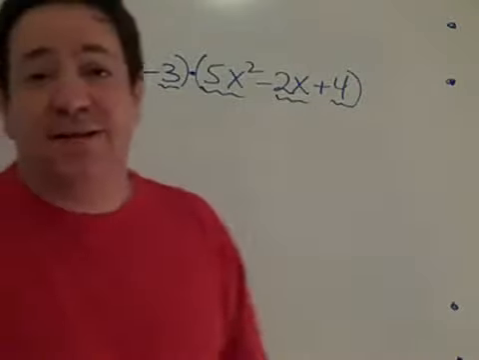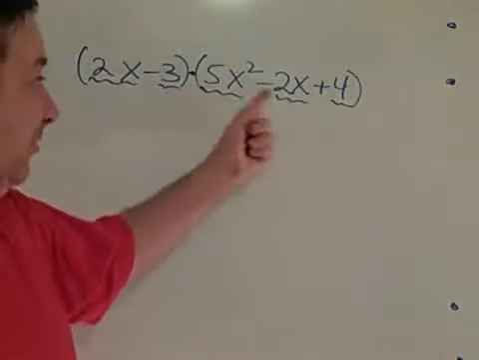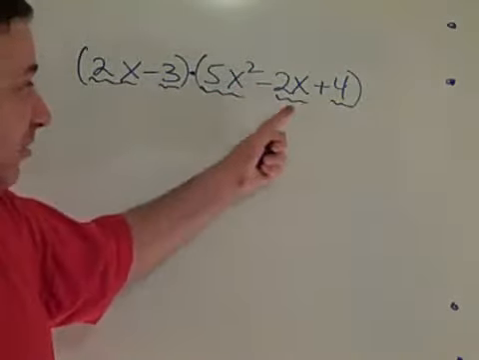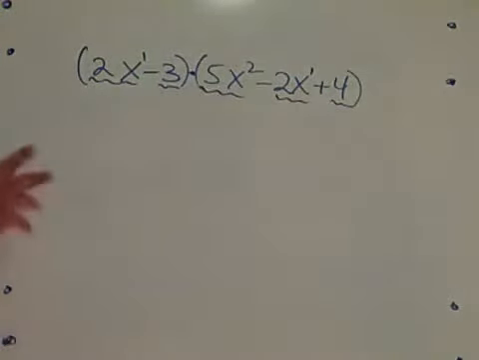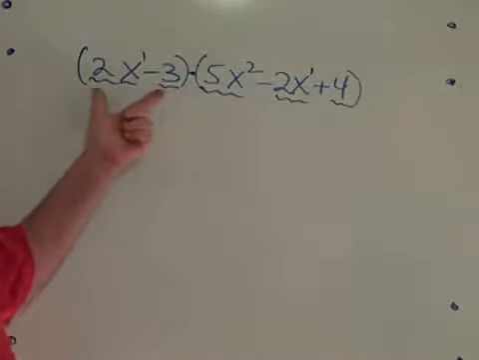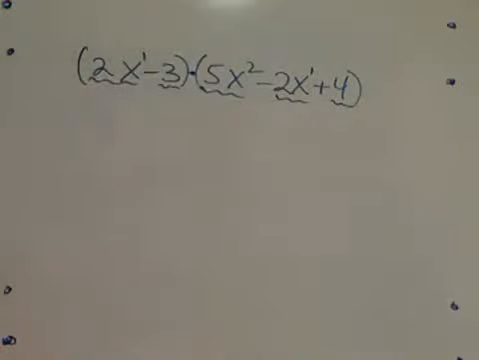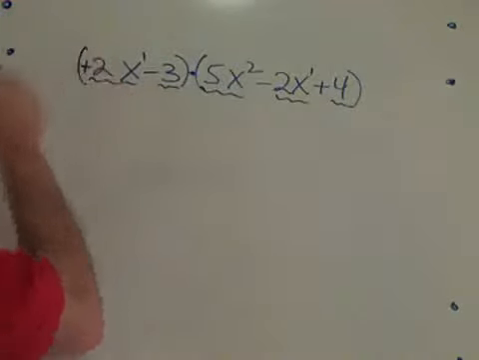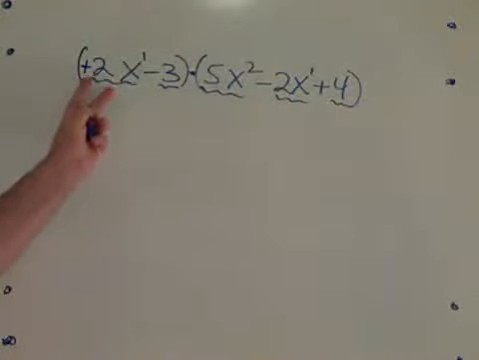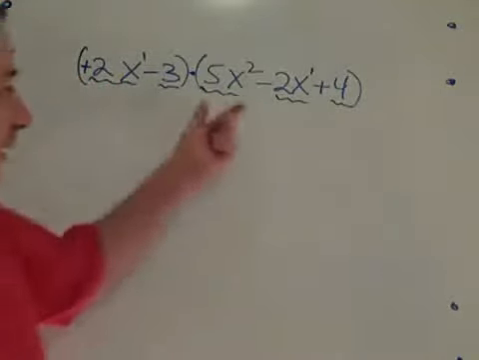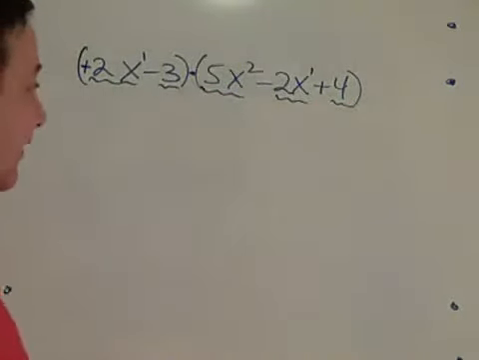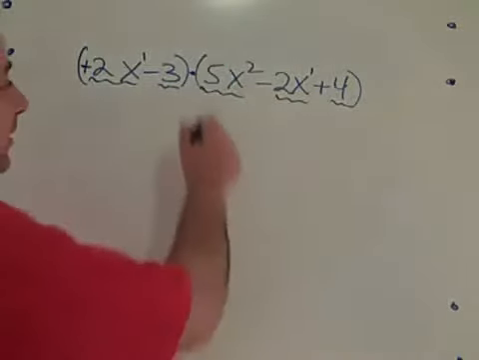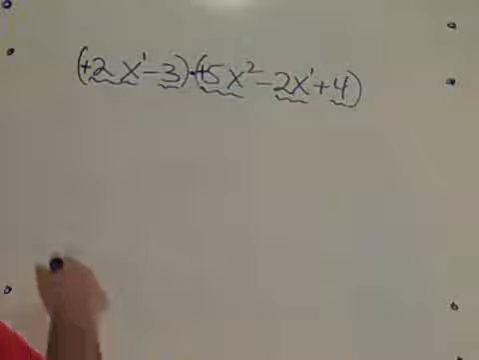I have two more comments I'd like to make. Wherever you see x, not x squared, just x, it's understood that it's x to the 1. In the first factor, the leading term 2x, since it's not negative 2x, it must be positive 2x. In the second factor, the leading term, 5x squared, since it doesn't say negative 5x squared, it is understood to be positive.